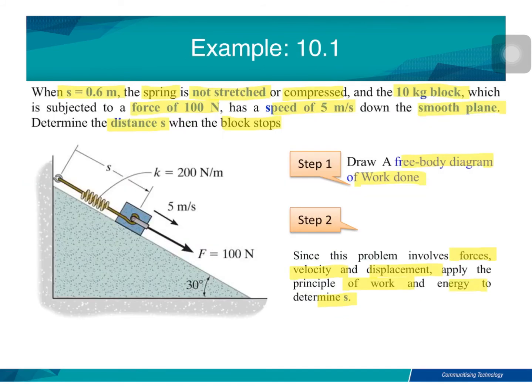Alright, so let's go through the example 10.1. So here we have S1 is equal to 0.6 meter. And then the spring is not stretched or compressed. So we have a 10 kg block which is subjected to a force of 100 Newton, has a speed of 5 meter per second down the smooth plane. Determine the distance S when the block stops.